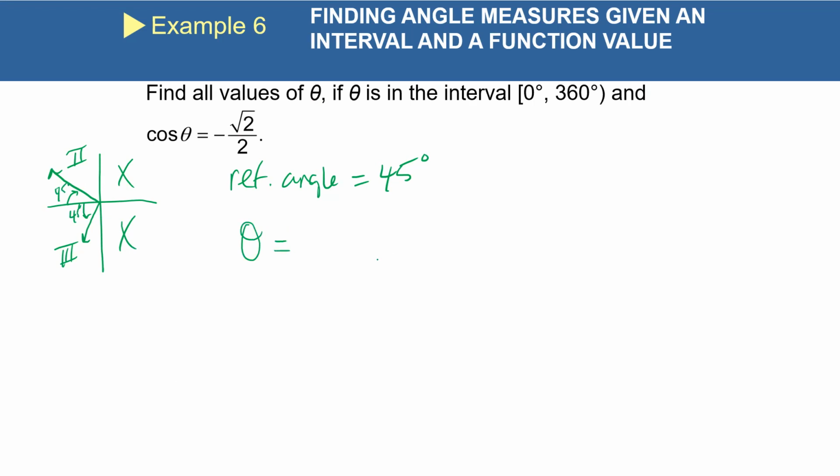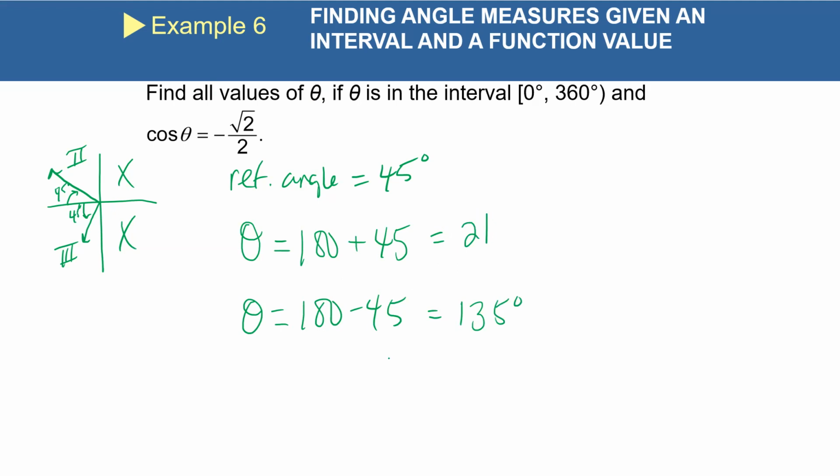My first theta could be what? 180 plus 45. And my other theta is going to be 180 minus 45. So what are my two angles? 135 and 225.